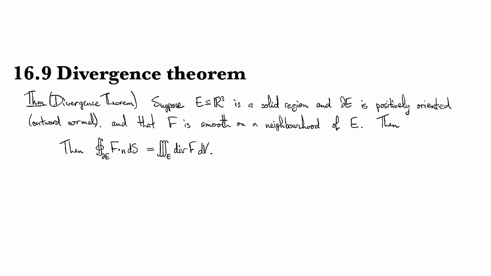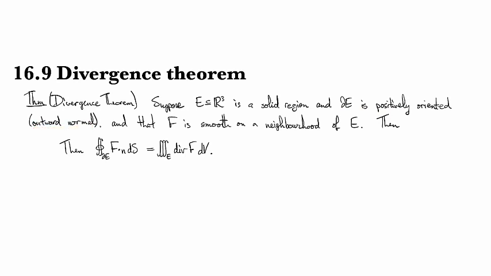So the divergence theorem, also sometimes called Gauss's theorem, although that's not a great name for it because Gauss has like a dozen theorems named after him. So the divergence theorem is for relating integrals over 3D solid regions with their boundaries. And so we're going to assume that the boundary is positively oriented. This means that the normal vector is going to be pointing outwards.